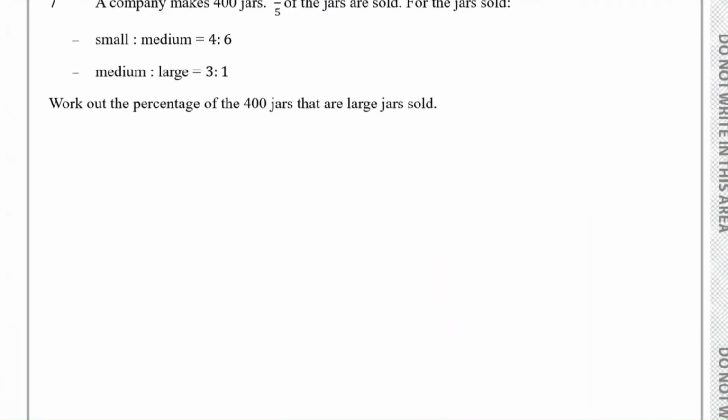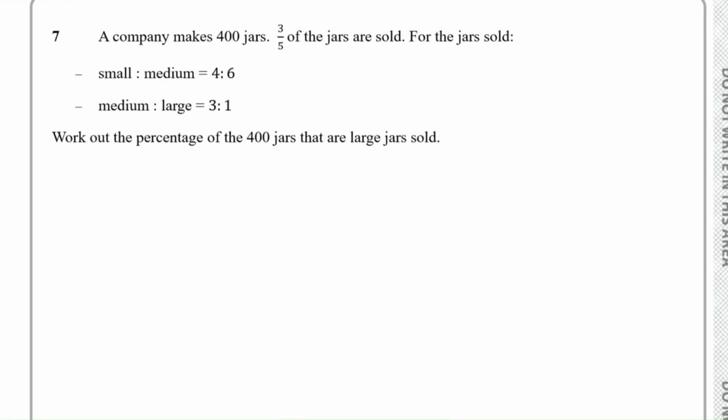Next question: a company makes 400 jars, 3 out of 5 of the jars are sold. So this is a fraction of how many jars are sold. And it gives you a ratio between small to medium 4 to 6, medium to large 3 to 1. Work out the percentage of the jars that are large jars sold. Let's look at the question from the beginning here. Since the question is interested in the jars that have been sold, 3/5 of the jars are sold.